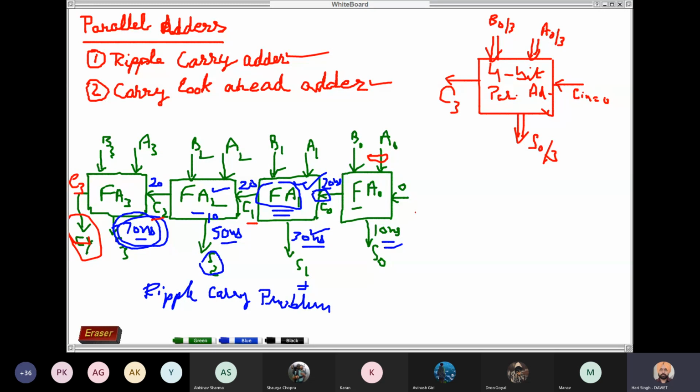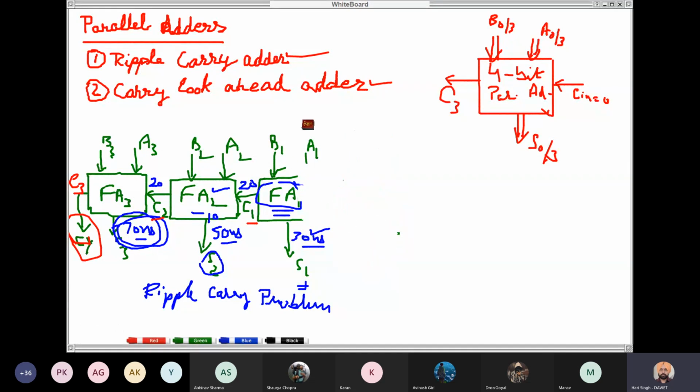Okay. So this is a 4-bit parallel adder, and suppose you are asked to design a 16-bit parallel adder by using 4-bit ripple carry adders. Okay, so you have to simply cascade the 4-bit parallel adders.